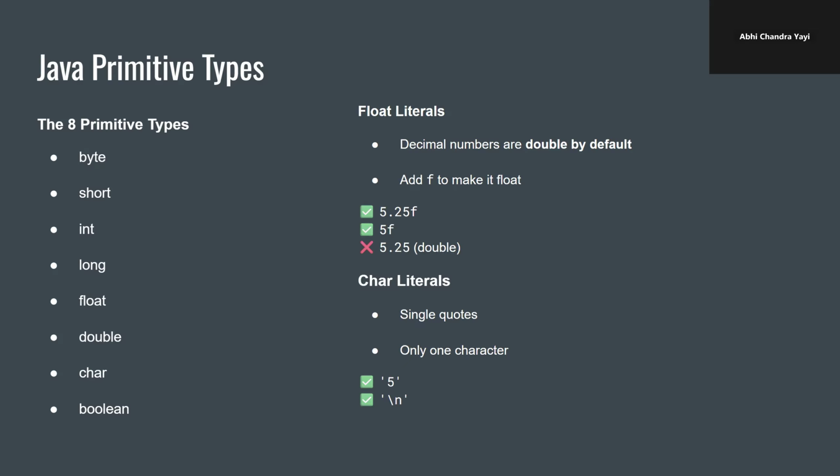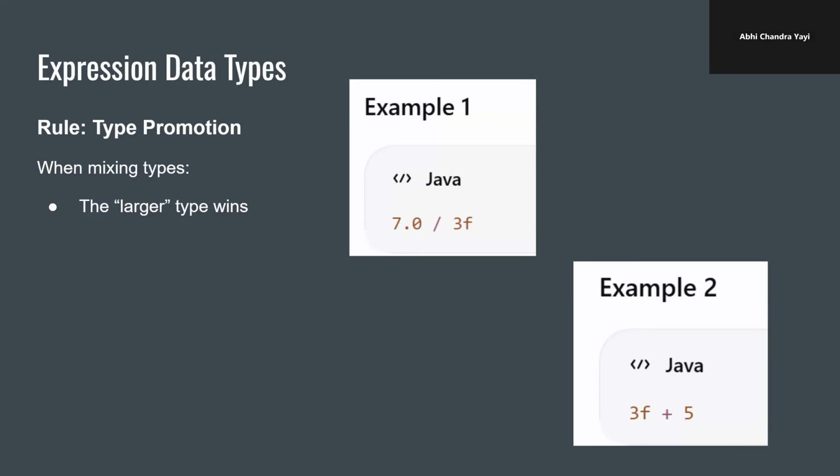Expression data types. When different numeric data types appear in an expression, Java always promotes it to the larger type. For example, in the first picture here, we have 7.0 divided by 3f. Since 7.0 is a double, and since double is larger than a float, the result is going to be a double. In the second example, we have 3f plus 5.